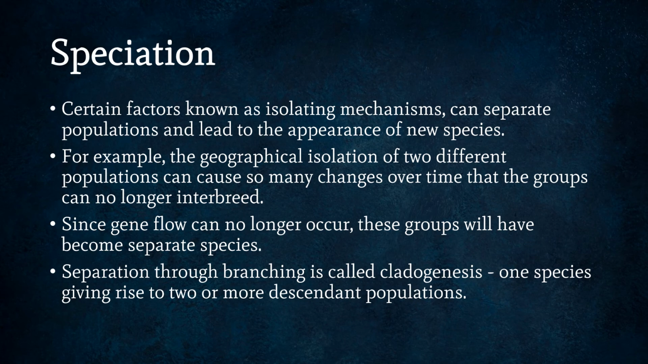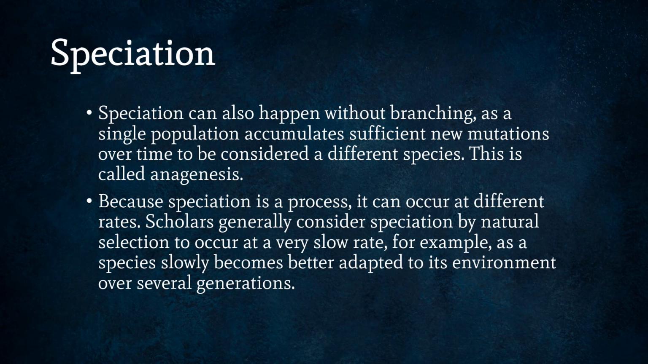We did talk about geographical isolation. That can be an isolating mechanism, but genetic changes can cause isolating mechanisms as well. Since gene flow can no longer occur, the groups will become different species. So separation like this through branching is called cladogenesis, when one species gives rise to two or more descendant populations. Speciation can also happen without branching, as a single population accumulates sufficient new mutations over time to be considered a different species. This is called anagenesis.